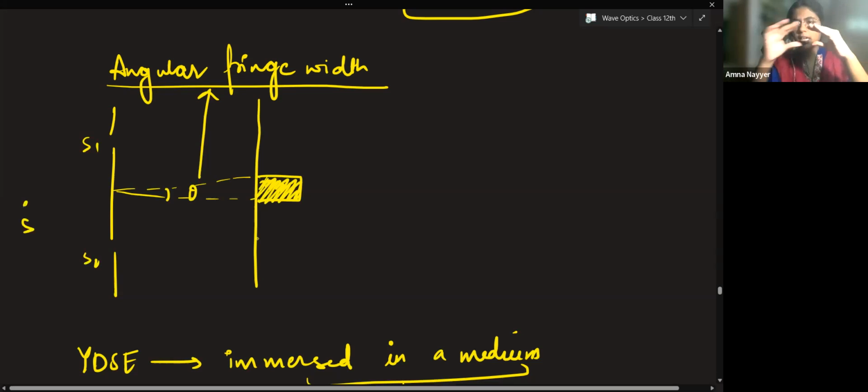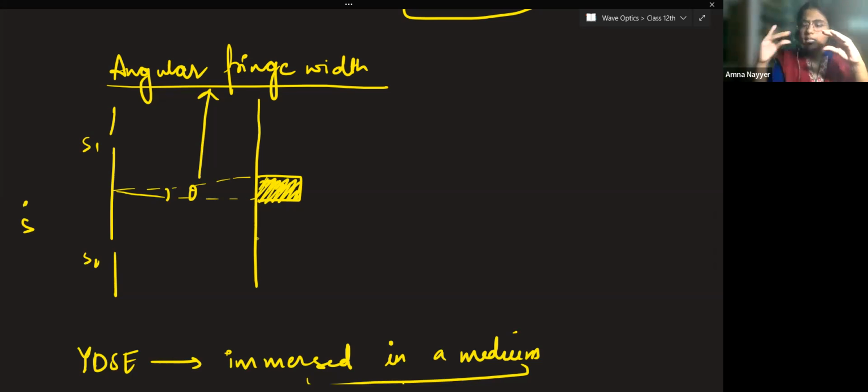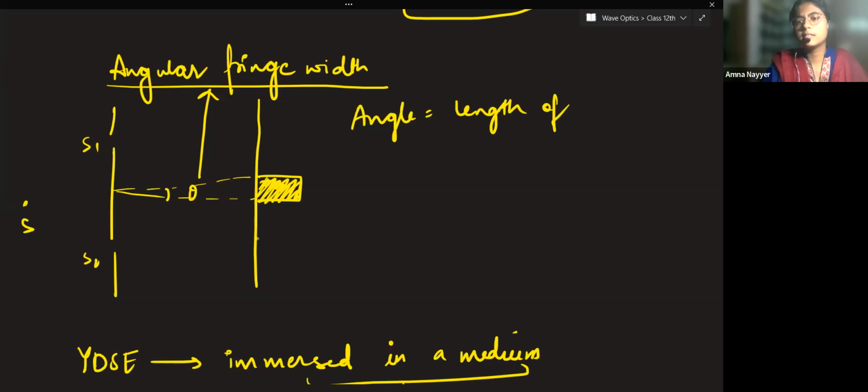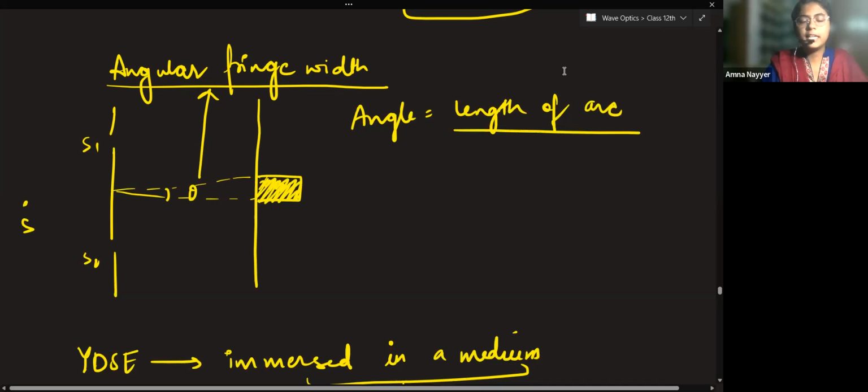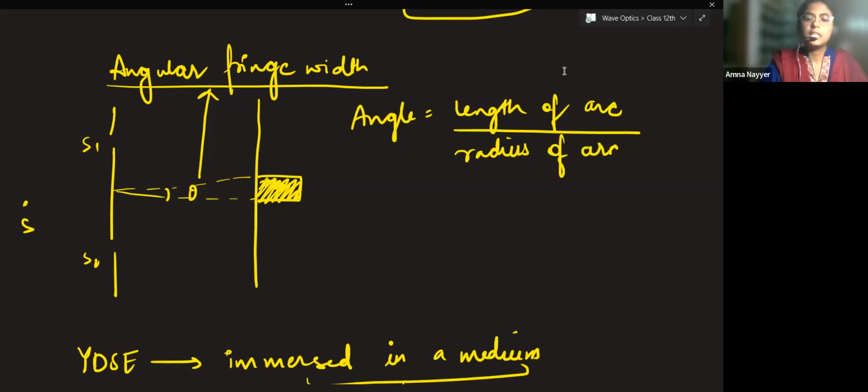Central bright fringe, whatever angle is being subtended, this angle is very less though, but whatever angle is being subtended, that is known as angular fringe width. So what will be this angle? Angle is always length of arc divided by the radius of arc. So theta will be equal to beta.